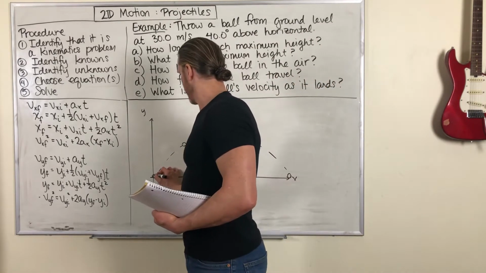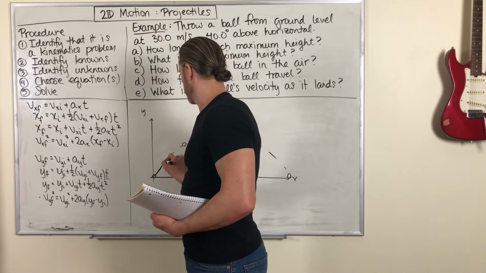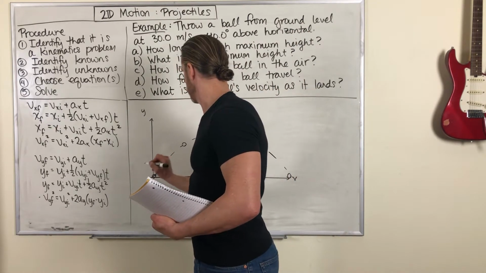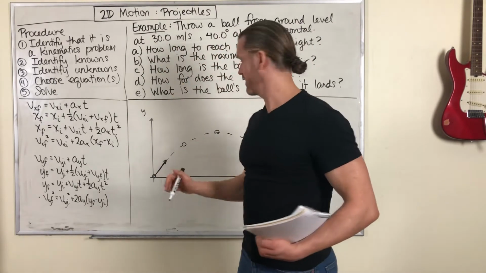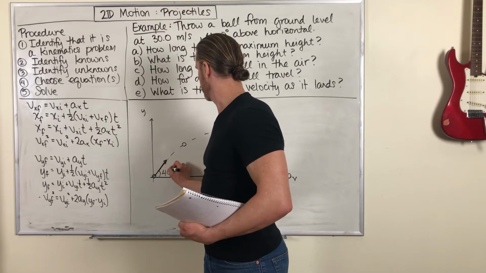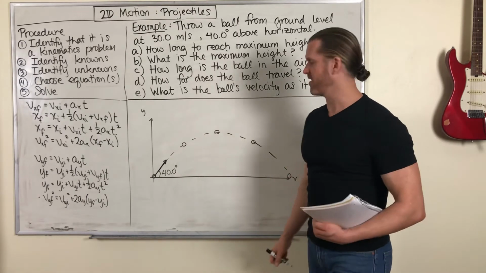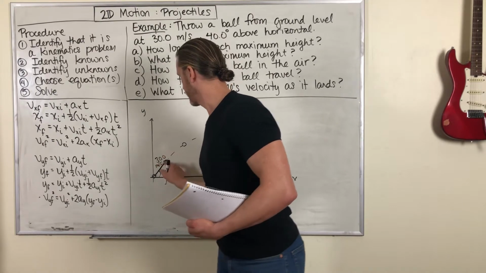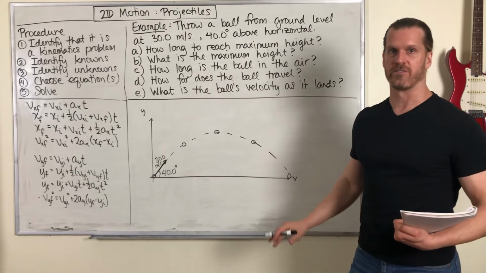So when you first throw it, it has a velocity vector like so. This vector has a magnitude of 30 meters per second, and it has an angle. I didn't draw this to scale, sorry. It's a little bit bigger than 40 degrees, but I did the best I could in my drawing. So it has a magnitude of 30 meters per second and an angle of 40 degrees above the ground, above the horizontal, above the x-axis.